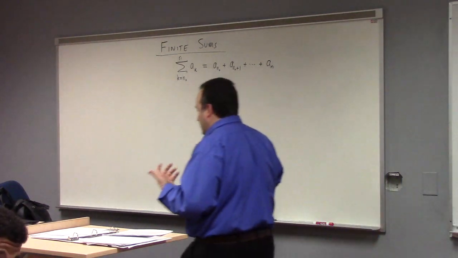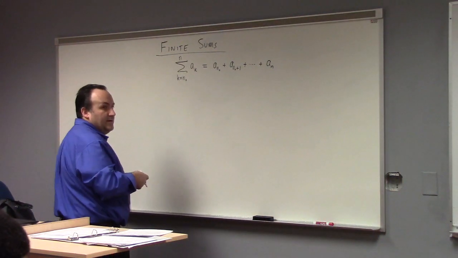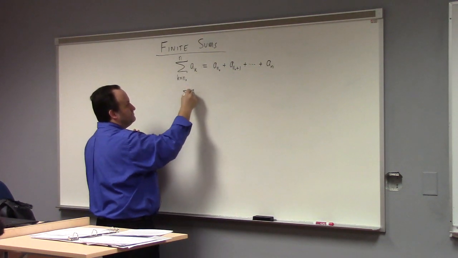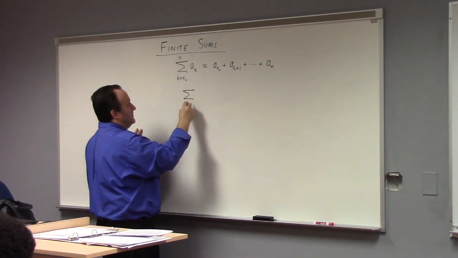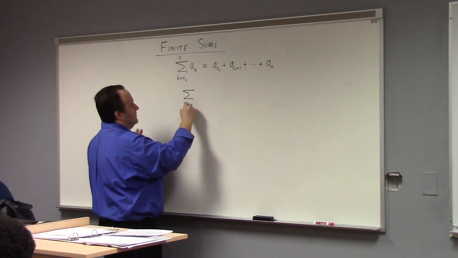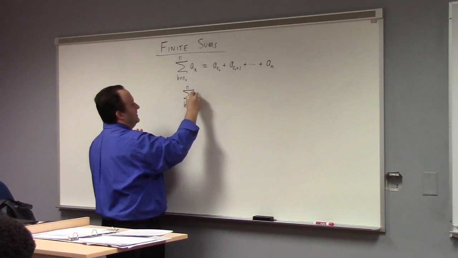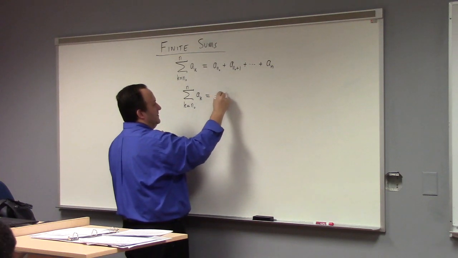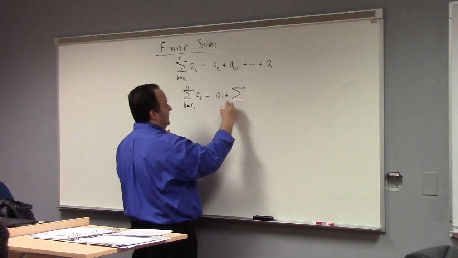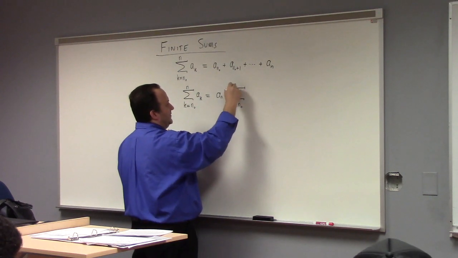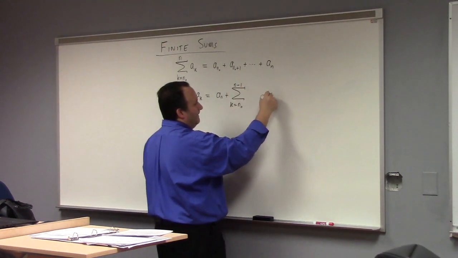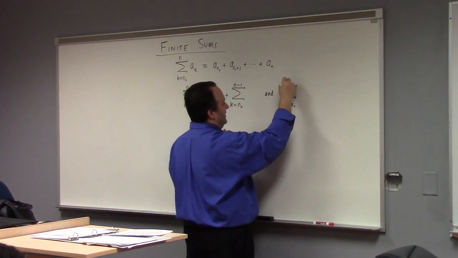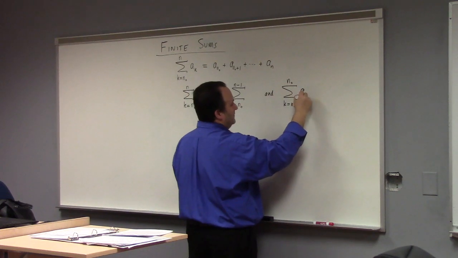You could have a finite sum that starts with your index being minus 5, that'd be fine. How do you actually define this though? Here's how we define it. The sum, k equals, let's say, n naught to n of a sub k is equal to a sub n plus the sum k equals n naught to n minus 1. And the sum k equals n naught to n naught, well, that's just equal to a sub n naught.